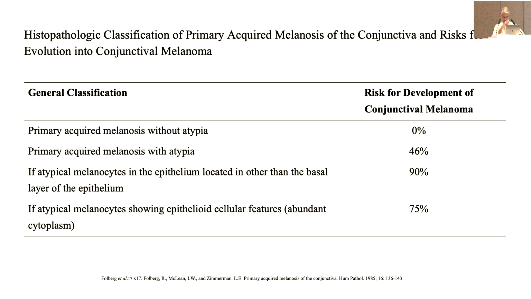So this is a histopath classification of PAM and risks of evolution into conjunctival melanoma. As you can see in this chart, PAM without atypia is 0% risk to melanoma, PAM with atypia almost 46%, and if the atypical melanocytes are located in other than the basal layer of the epithelium where they normally should be, then it's almost 90% risk of conversion to melanoma. And if they show epithelioid cell features, it's almost 75% risk of conversion to melanoma. So it can be pretty dangerous. So never ignore these lesions, elicit a proper history and look at the danger signs.